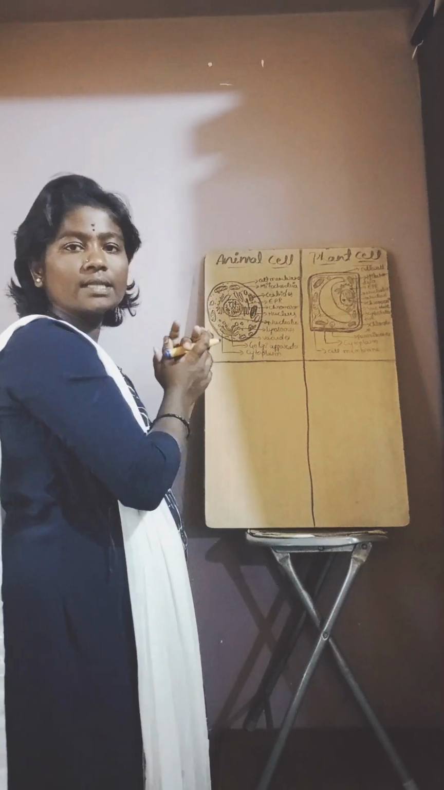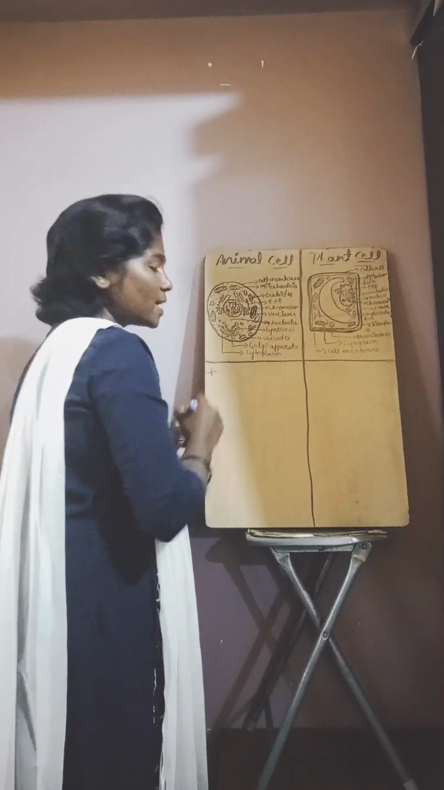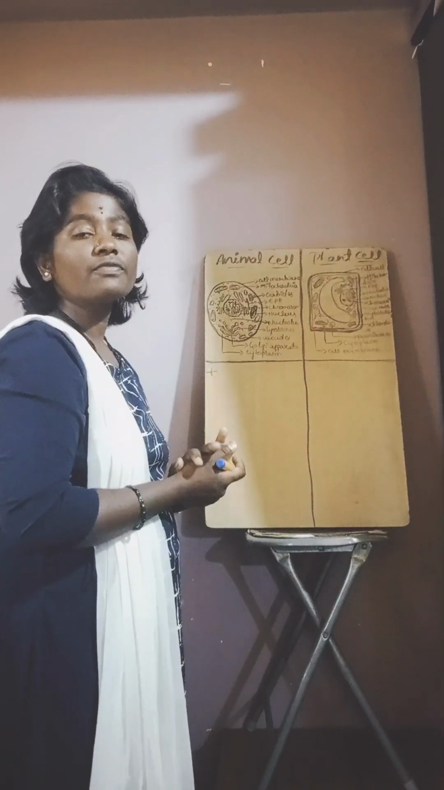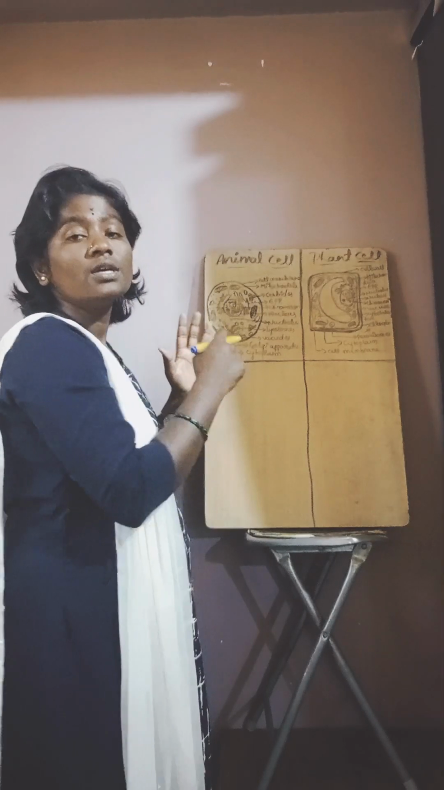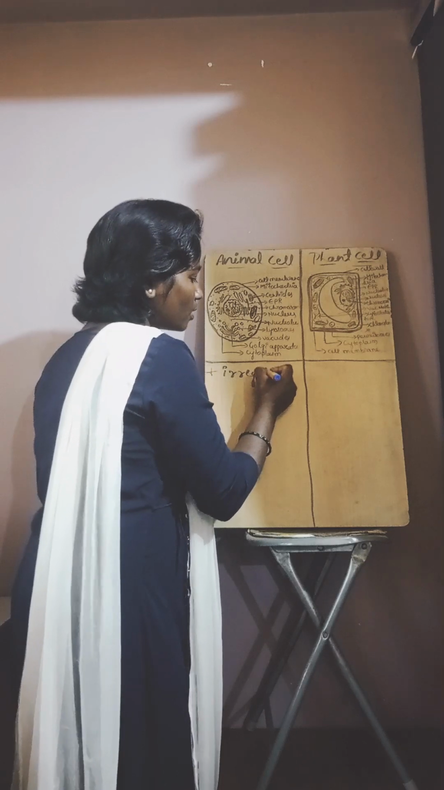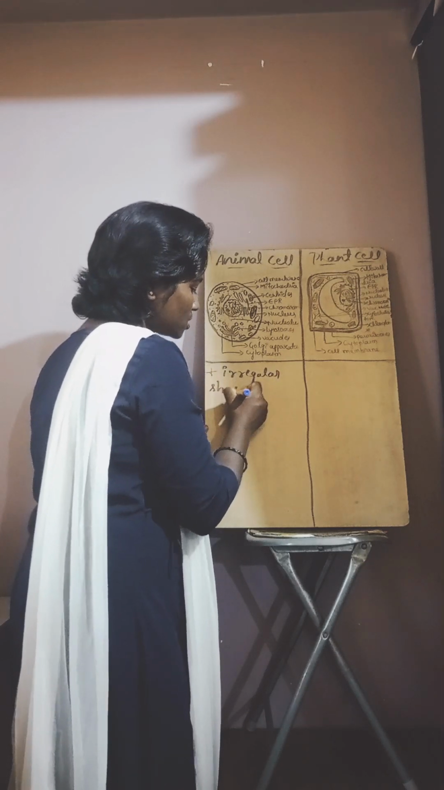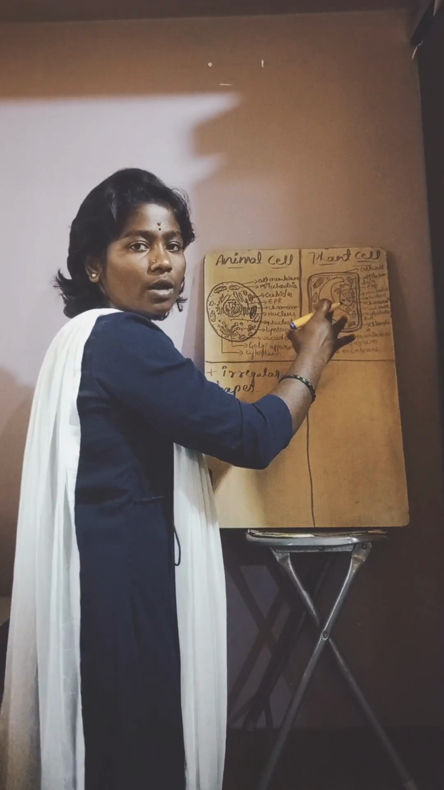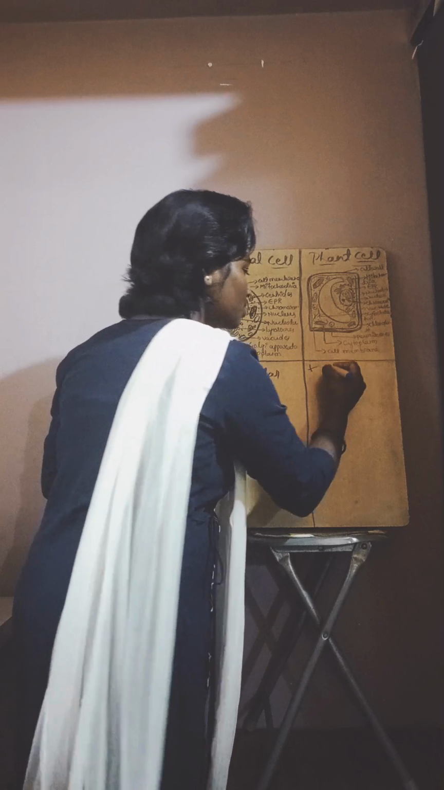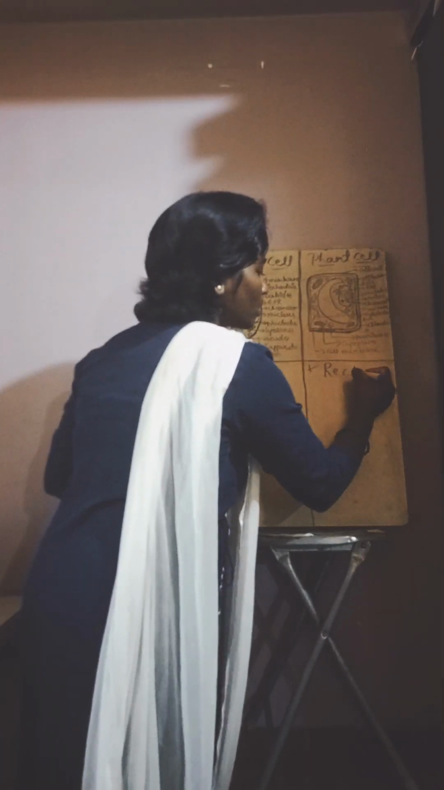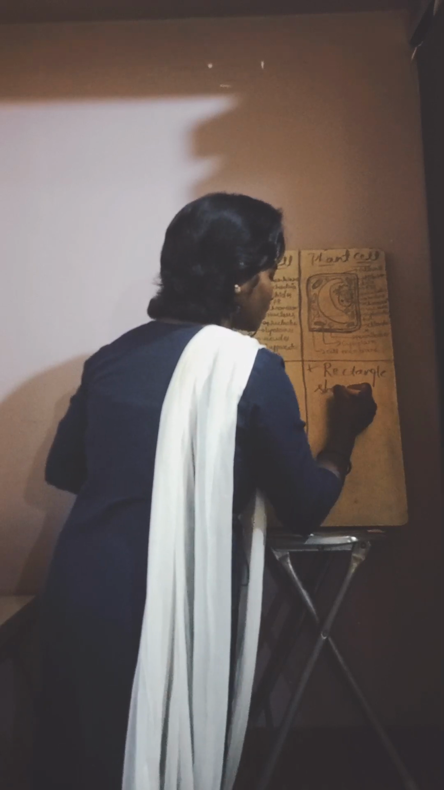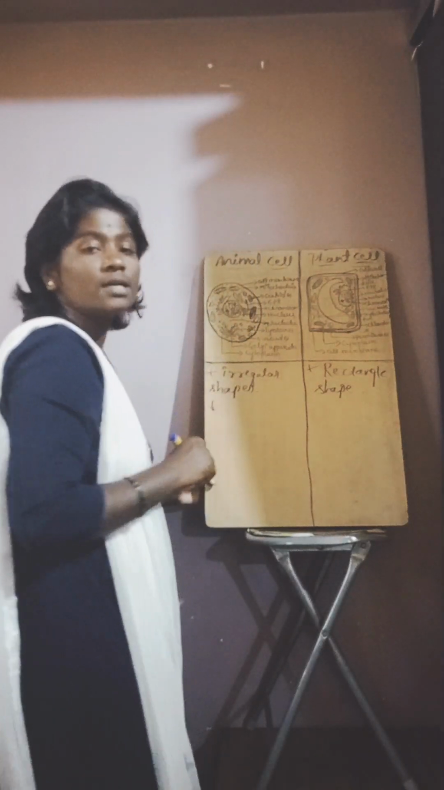So first we will consider the shape and size of the cells. If we consider the shape, animal cells are in different shapes, that means irregular shapes. Animal cells show irregular shapes. But plant cells almost show a rectangular shape. They are in a rectangular shape. Okay, now we will see the size.